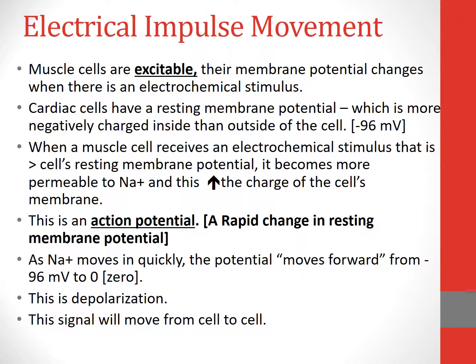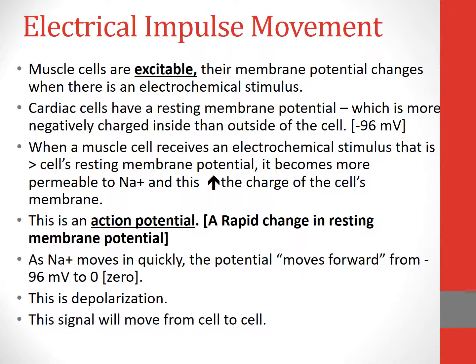Okay, so cells are excitable, and that means their membrane potential changes when there is a stimulus. Now, the resting membrane potential of a cardiac cell is negative 96 millivolts. That's called the resting potential, and remember it's caused by the difference between the ions on the inside and the outside of the cell. Now remember that sodium-potassium pump, that uses energy, that uses ATP. It's like the cell's workhorse. So that's something else to keep in mind.